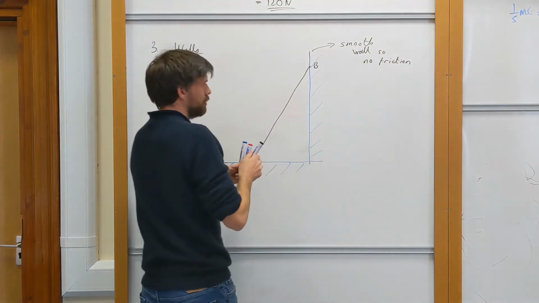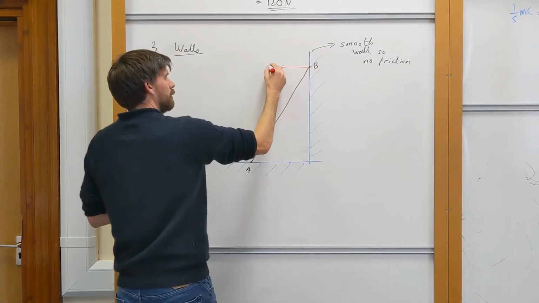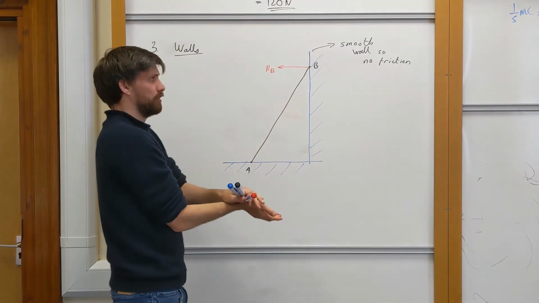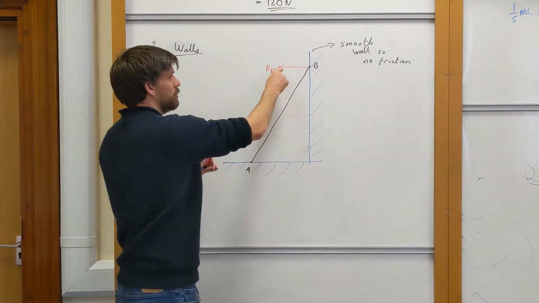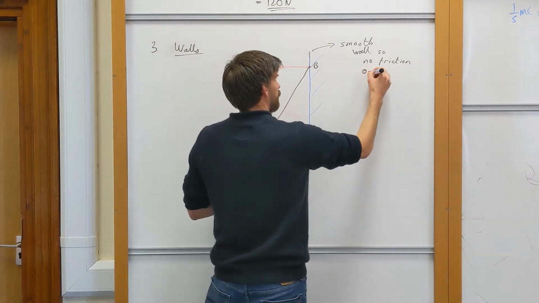What that means is there's no vertical force, so there's only a reaction force at B. There's nothing to stop it sliding down because it's smooth. So smooth wall, so no friction, only reaction.